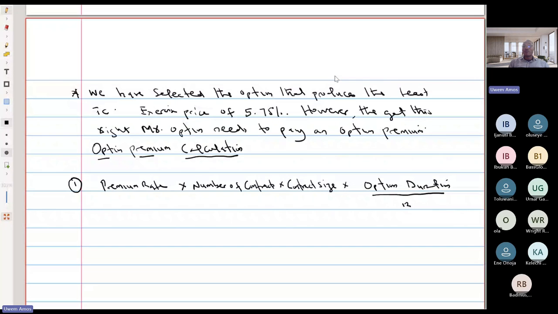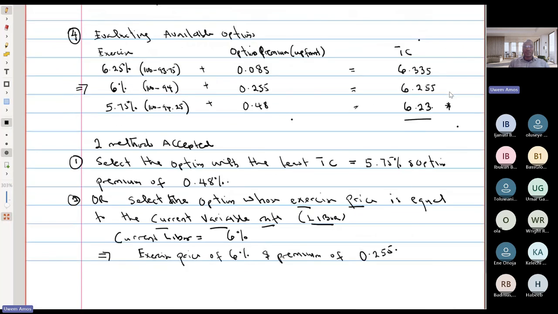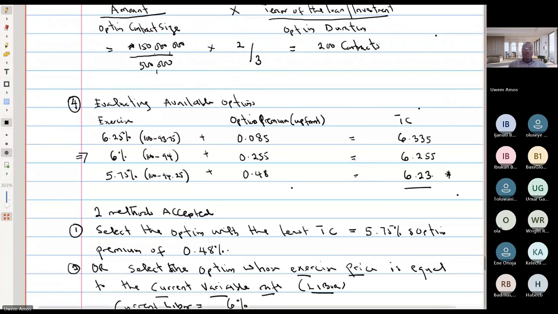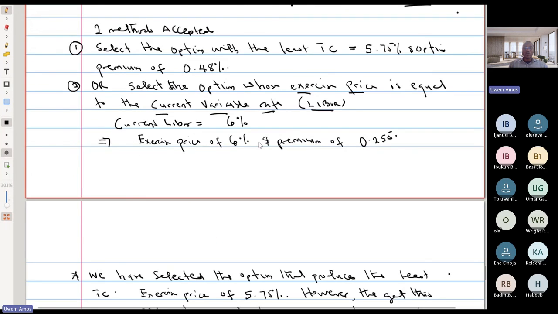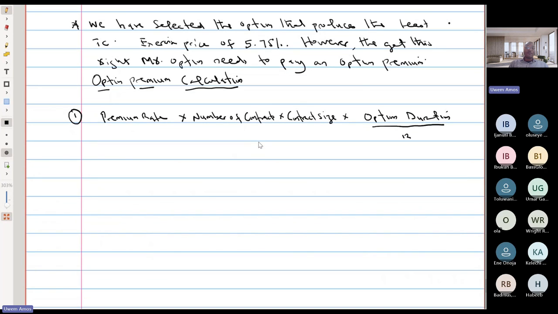Okay, so we should have the values quickly to plug in. Our premium rate, we're going for 5.75%. What's the premium rate on that? The premium on that is 0.48%. If we went for the 6% one, which is option 2, the premium on that would have been 0.255. So please take note of that, depending on which of the two accepted methods we go for.